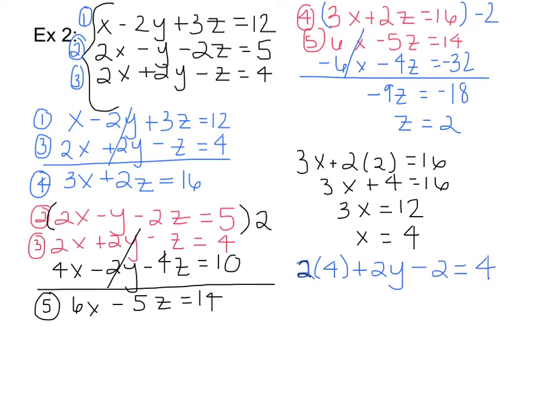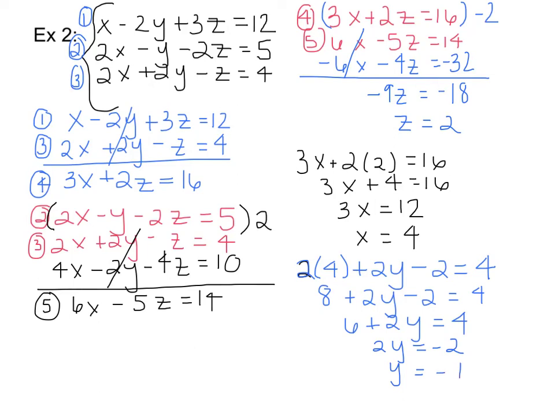And I probably chose equation 3 because y was positive, but it doesn't matter. 2 times 4 gives me 8 plus 2y minus 2 equals 4. 8 minus 2 is going to give me 6. Subtract 6 and you get negative 2. Divide by 2 and you find that y equals negative 1.